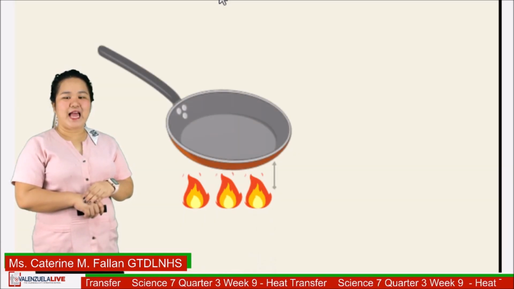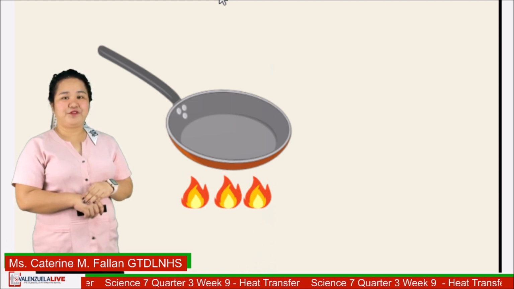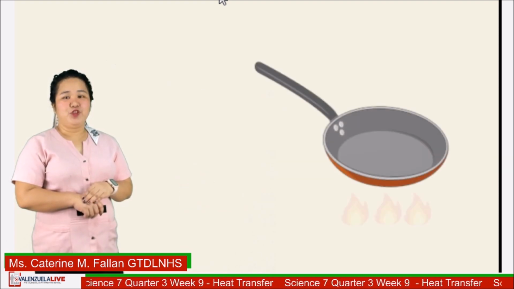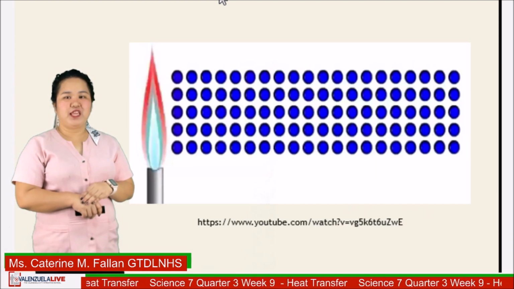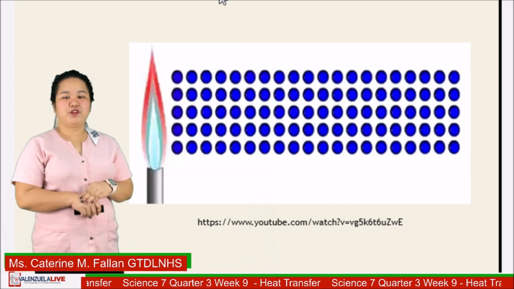For example, a pan is in direct contact with a fire. If you put an egg in the pan, the heat from the pan will be transferred to the egg directly, making all of these an example of conduction as a mode of heat transfer.